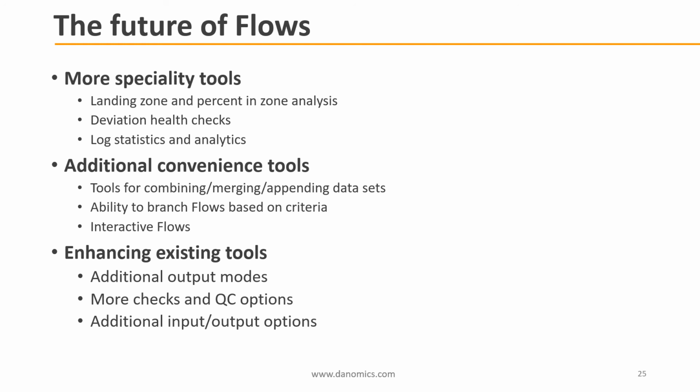And then there will probably be some additional input-output options. So right now, out of the box, you have access to points, tops, logs, and production. We will probably add support for things like well header files, maybe some additional file types, files that aren't directly used within Danomics itself, things like zip files, text files, etc. So there will be some options there that are available out of the box as well.